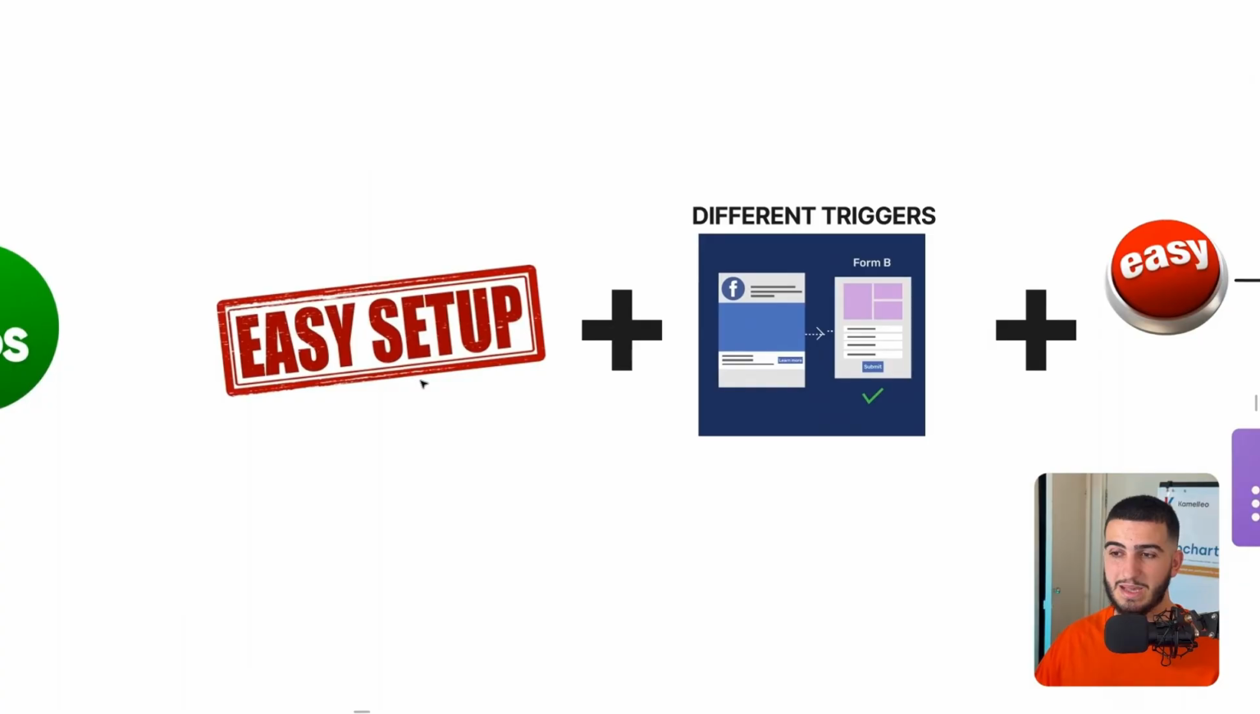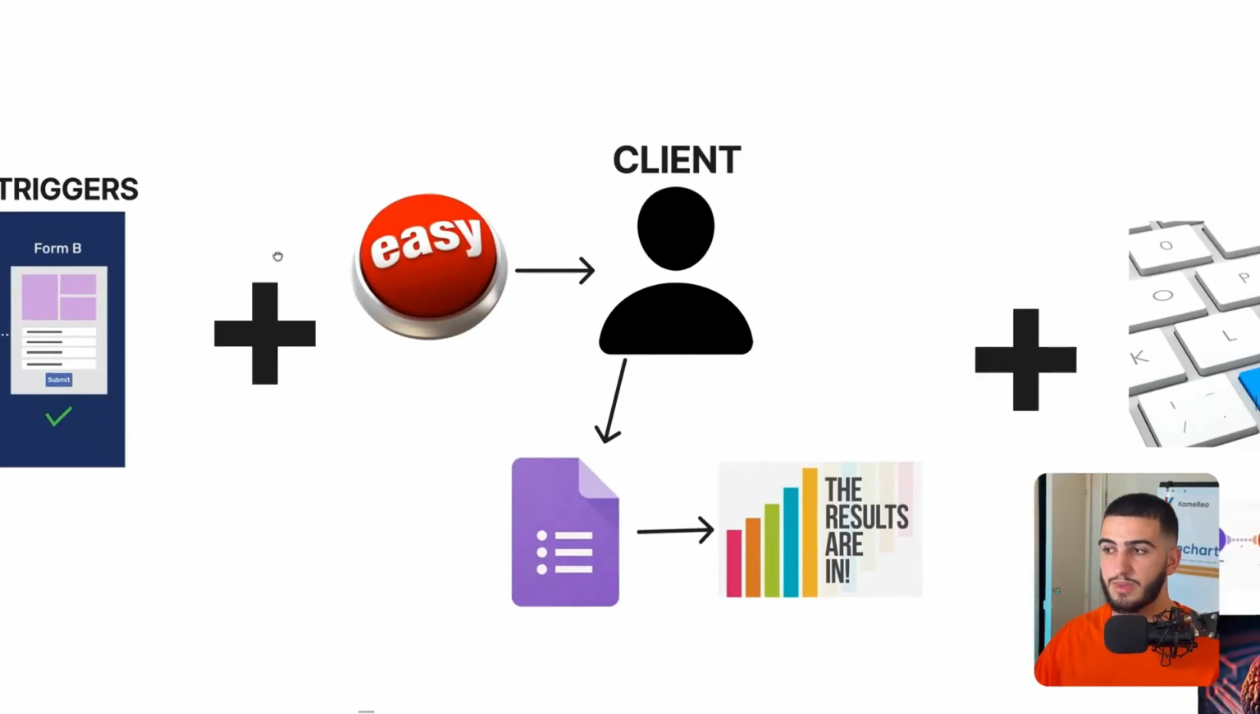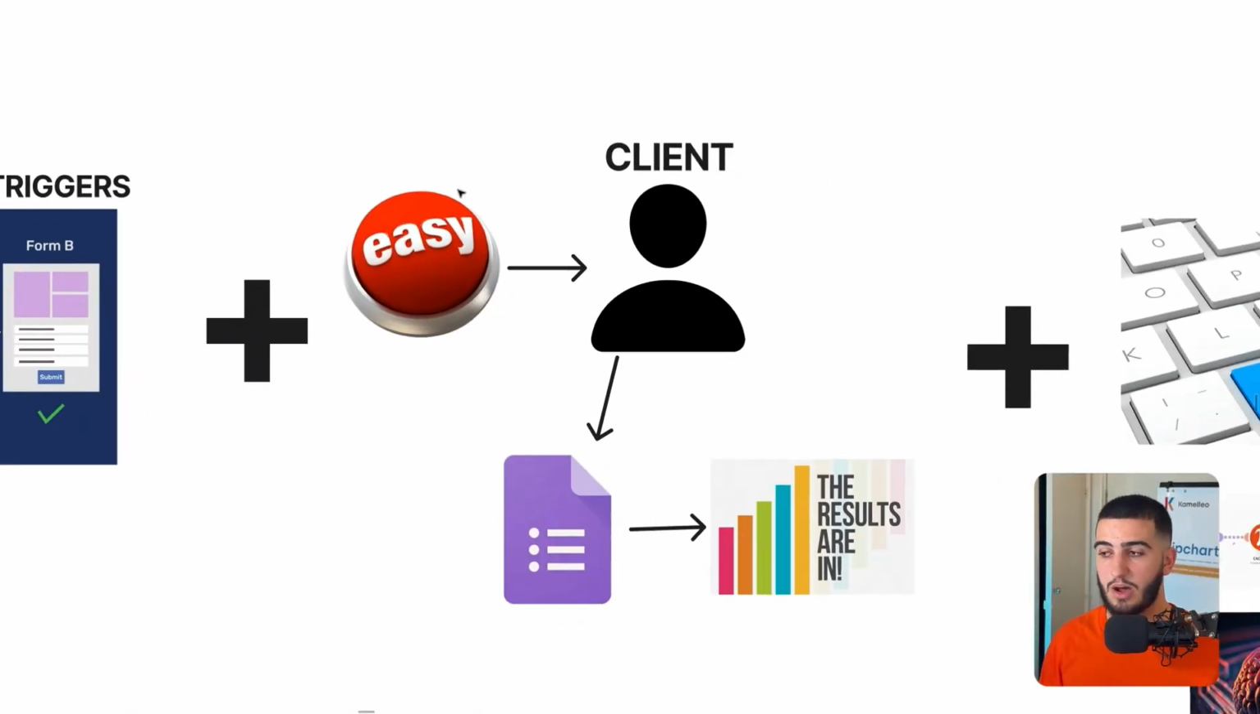Firstly, it's a very easy setup. It literally took me less than 5 minutes. It's quite simple. Secondly, you can use different triggers. Obviously, in this example, I used a Google form, but there's a ton of other things you can do, such as a Facebook lead form straight from an ad. You know, there are different possibilities here, which makes it a bit versatile. Thirdly, it's very easy for the client to fill out. I mean, all they have to do is basically fill out the form and then the results are in. And the last main pro of using this is that you can easily upgrade using AI and developing the automation a bit more to get much better results for your clients.